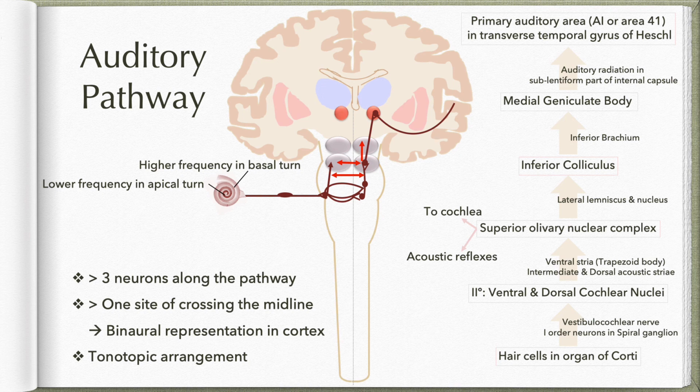The tonotopic arrangement will also be seen in the medial superior olivary nucleus. It will be seen in the central nucleus within the inferior colliculus. It will be seen in the ventral nucleus within the medial geniculate body, and it will also be seen in the primary auditory area. So within the transverse temporal gyrus of Heschl, the lower frequency sound waves will be located more anterolaterally, and the higher frequency sounds will be represented more dorsomedially.